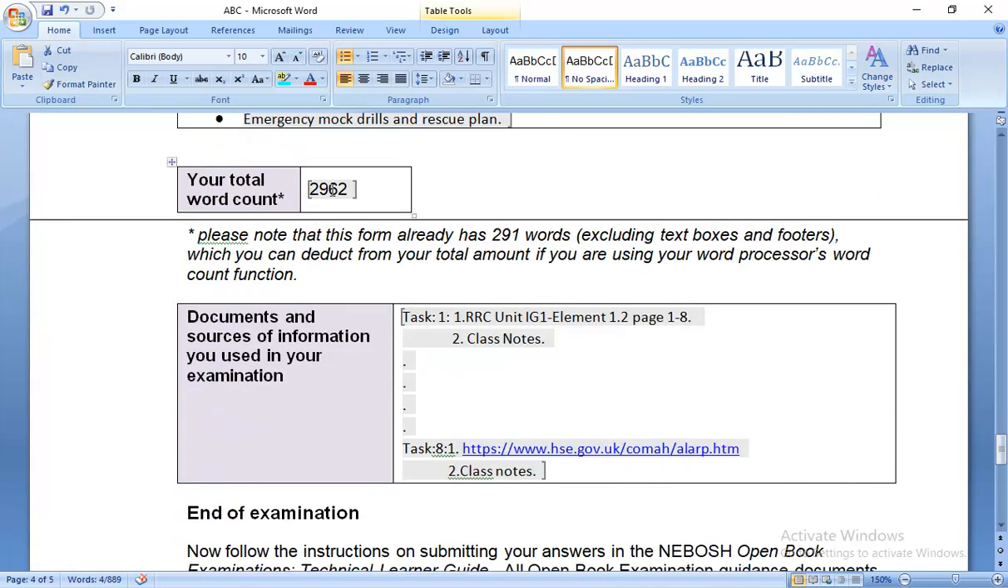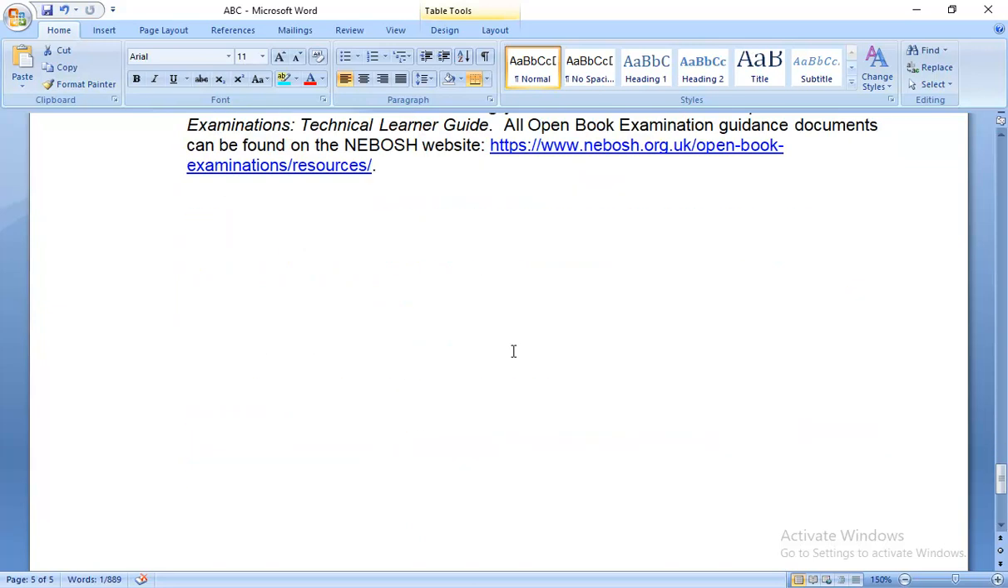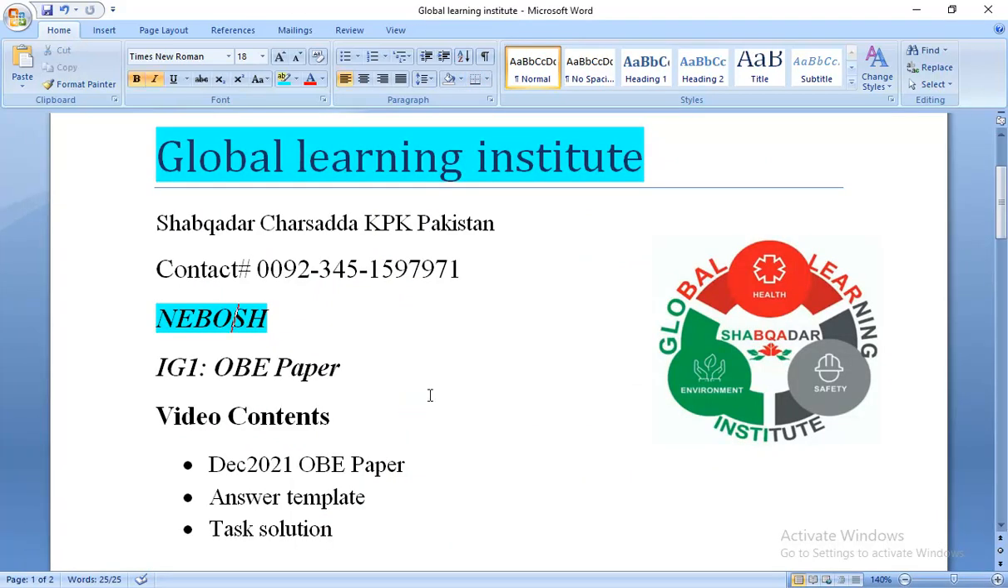So we have a total of more than 3000 words. We have to deduct these 291 words and the total words should be mentioned here. Here in this part we will describe the details or references we have utilized to solve the task. So for task 1 we have used RRC Unit IG1 element 1.2 page 1-8 and the class notes, or we can provide a website as a reference and we can mention the class notes or any other source of information that's been utilized. So this is the way we can solve all the tasks in the OBE paper.